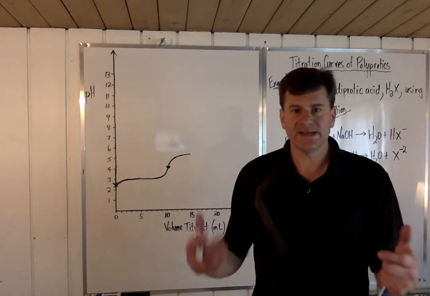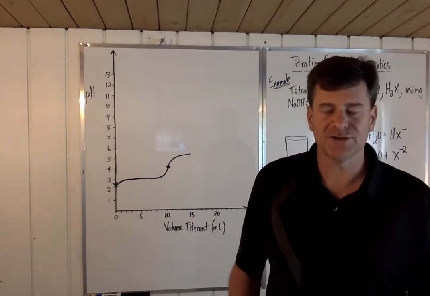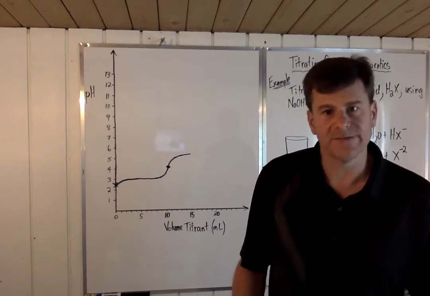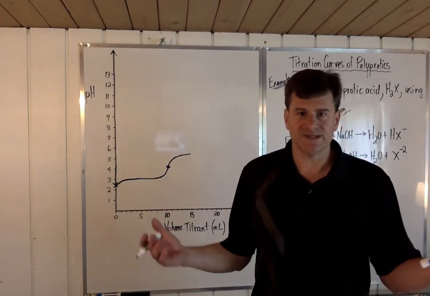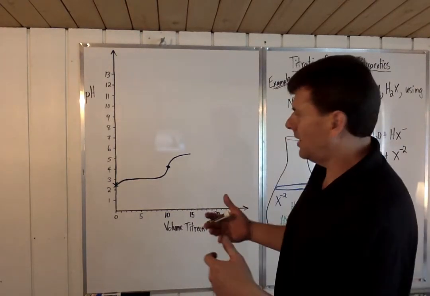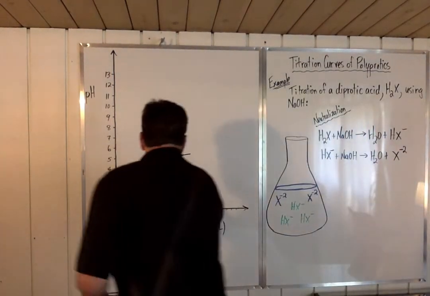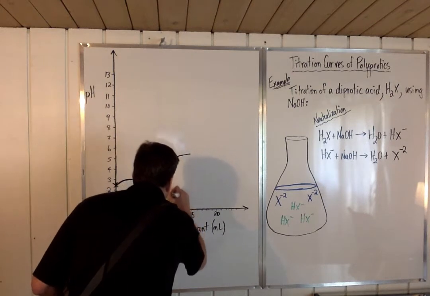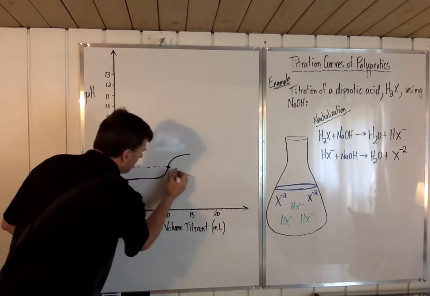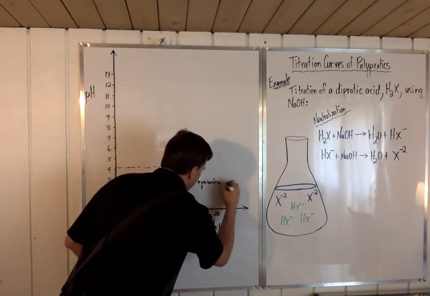Now, if you had an indicator in there or you weren't paying attention to what the curve was doing as you were titrating this thing, you wouldn't even notice this. There's a little rise in the pH, but you wouldn't see it from a color change. You wouldn't know any of this unless you stopped and looked at your titration curve as you were doing this. So that guy right there is called the first equivalence point.